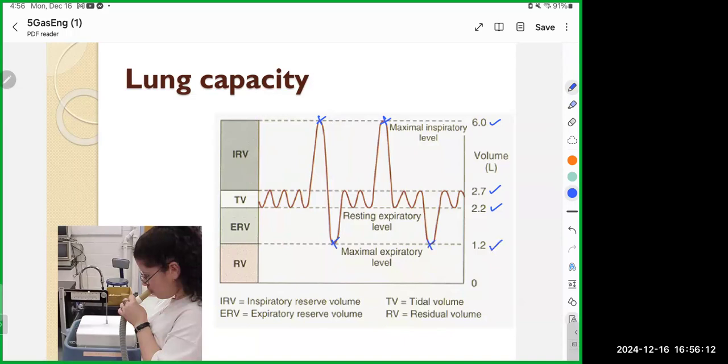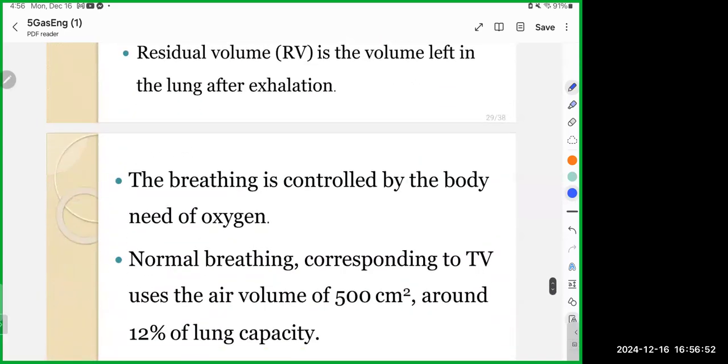The nature of our body tries to keep at least 1.2 liters in our lungs. Why? Why not go to zero? Because it would release all the carbon dioxide and you could breathe in oxygen. Why just leave 1.2 liters, not 0 liters? Why? The reason is here.